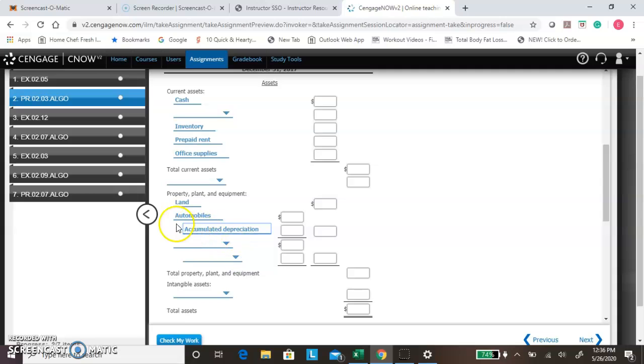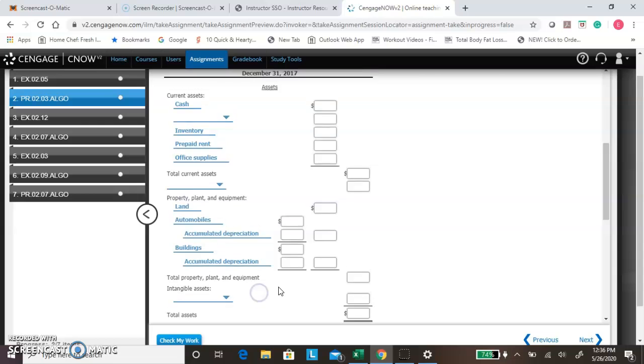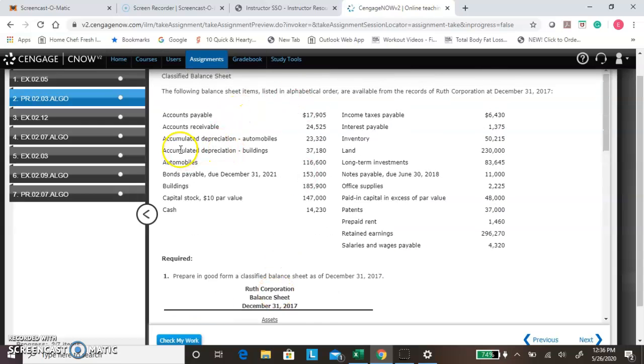In this case, my accumulated depreciation is going to lower my automobile. So every year you take depreciation and you lower that. Buildings, and then I have accumulated depreciation for my buildings. So if you come up here, you can see you have accumulated depreciation for automobiles.